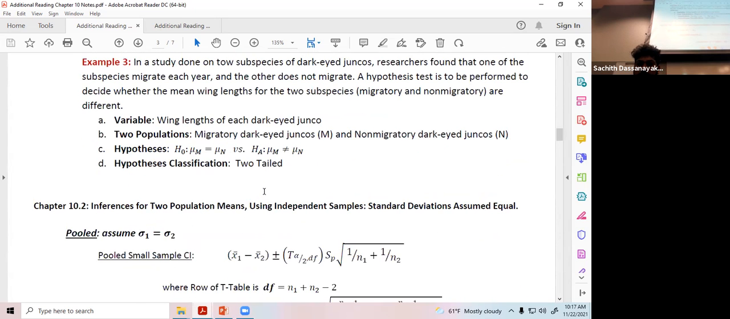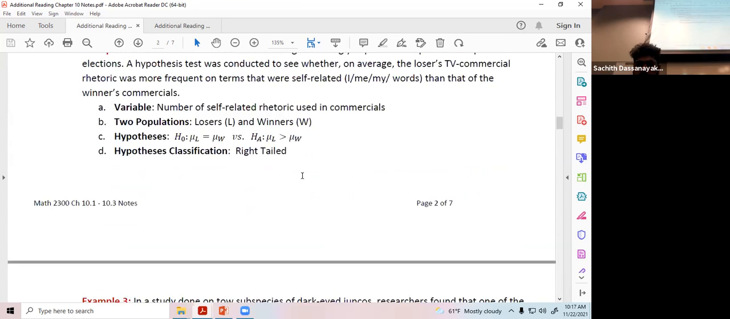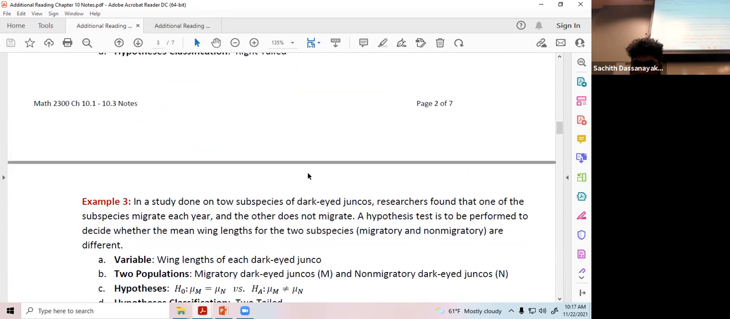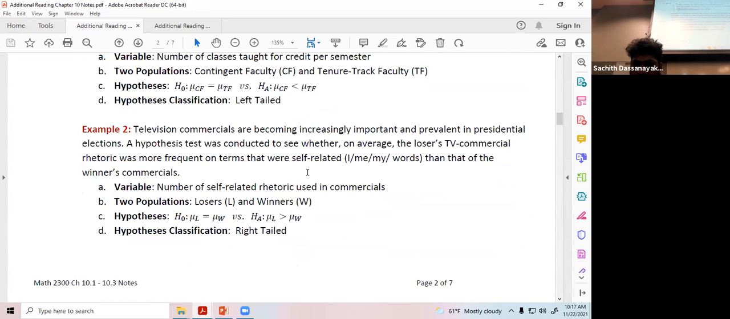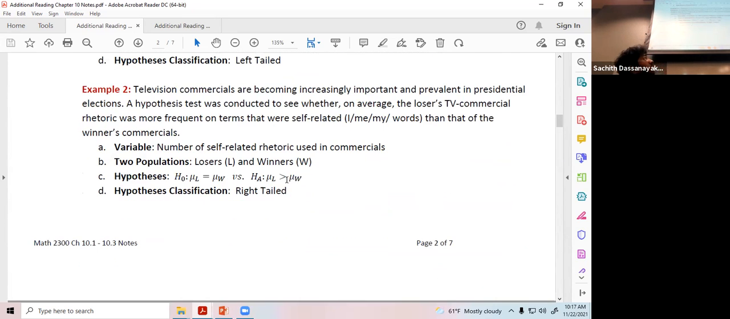Let me skip this. Since I'm doing a few examples, I'm going to skip this. Let's do just one simple example. Check this example too.